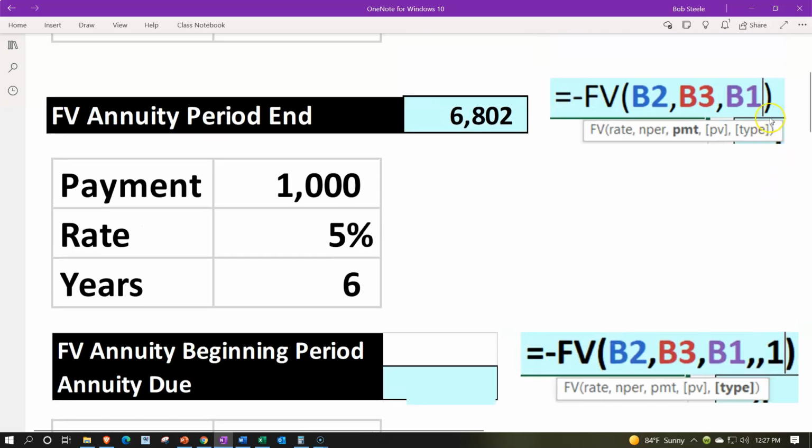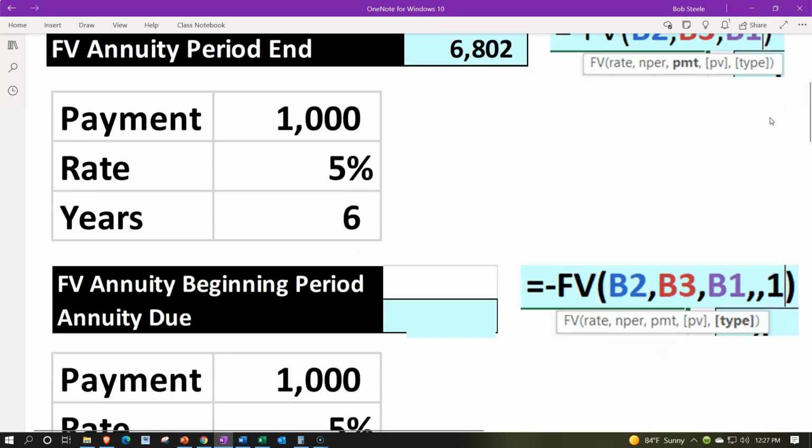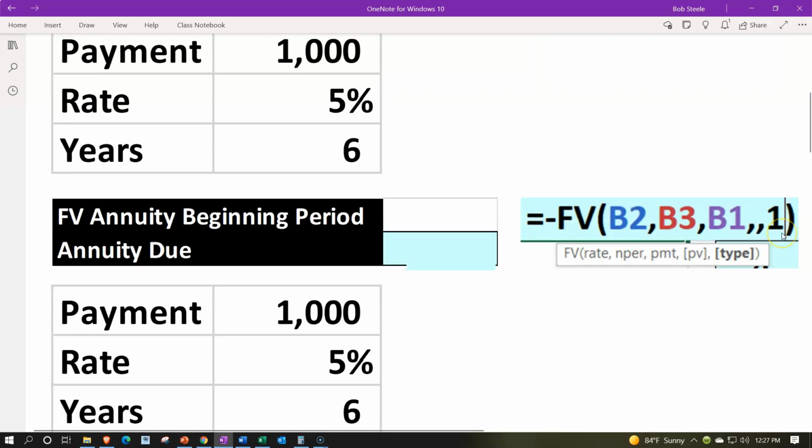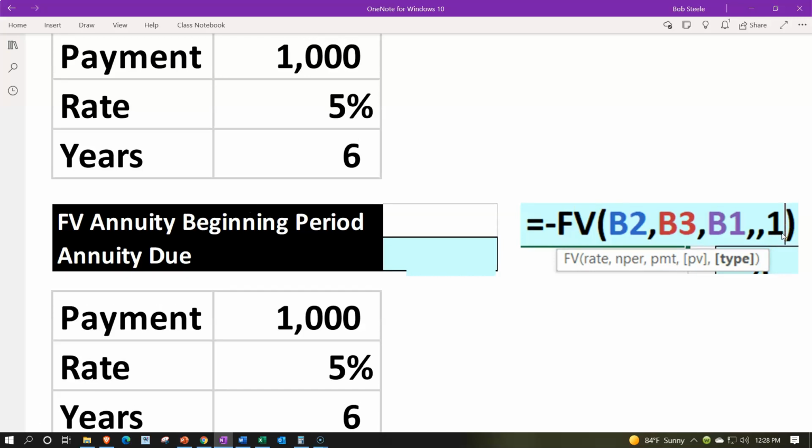So you could go all the way out here and put a 0, and you would end up with the same calculation you had up top for the normal annuity, which is why you don't typically do that. Typically, if you're going to go out here, you're trying to do something different, which is to have the annuity at the beginning of the period, which would be indicated by the 1.